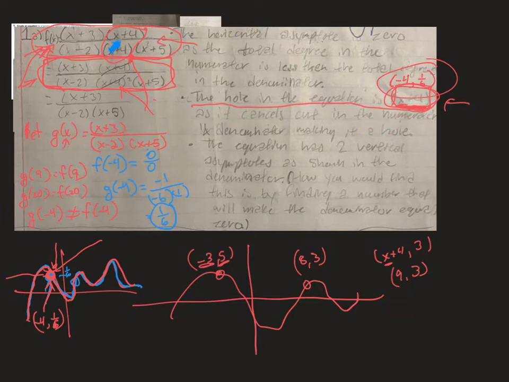Now it does cancel out everywhere else except where x is negative 4, but when we're talking about the hole, that's the one spot we care about. So don't say that it cancels out in the numerator and denominator, making it a hole. That's the one place where it doesn't cancel out, which is the reason we have a hole, right? Because it doesn't cancel out, it becomes undefined. You actually get a 0 in the denominator, which is why we have ourselves a hole here.